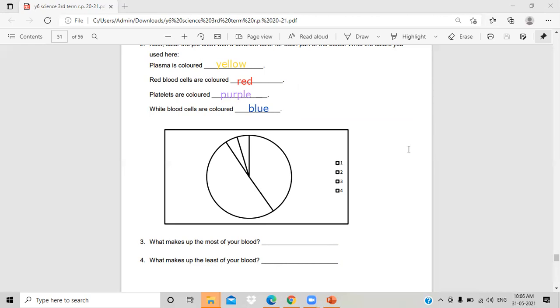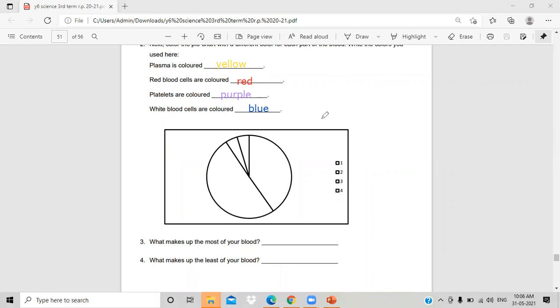Now I want someone to tell me in the pie chart which part should I color yellow? Can I do it, Jumana? No, Farida. Yes, Farida. What should I color yellow? Which part of the pie chart?